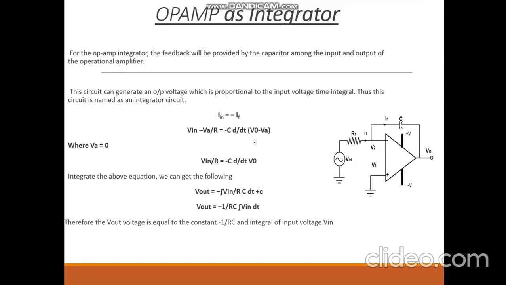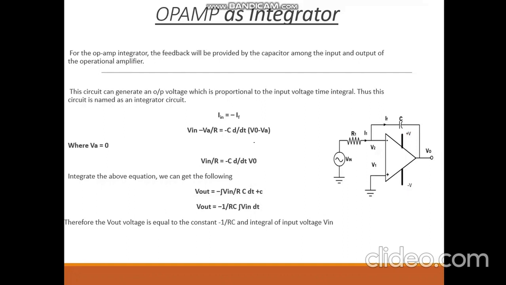Now next, let us consider the next nonlinear application of op-amp as integrator. So for the op-amp integrator, the feedback will be provided by the capacitor between the input and output of the operational amplifier. Now this circuit can generate an output voltage which is proportional to the input voltage time integral. So this circuit is named as an integrator circuit.